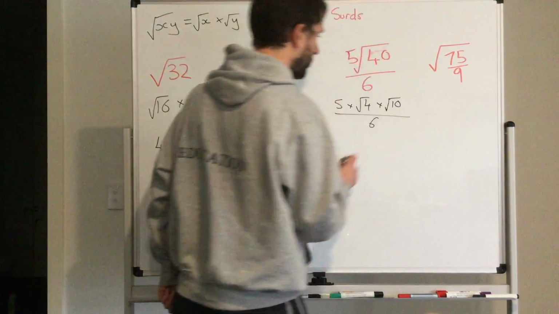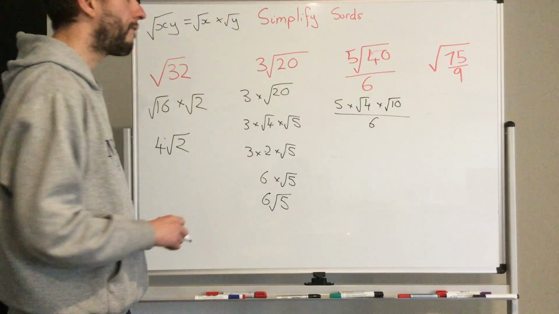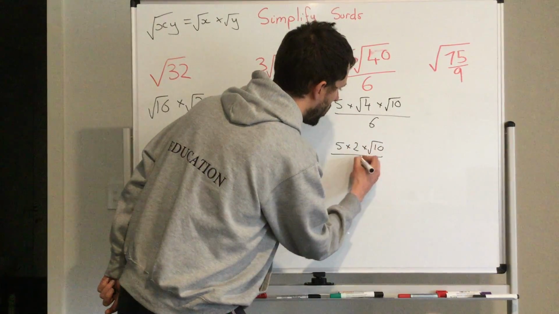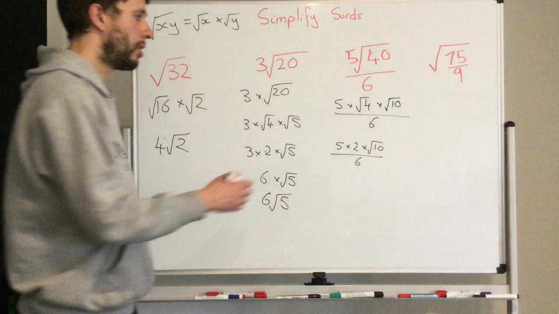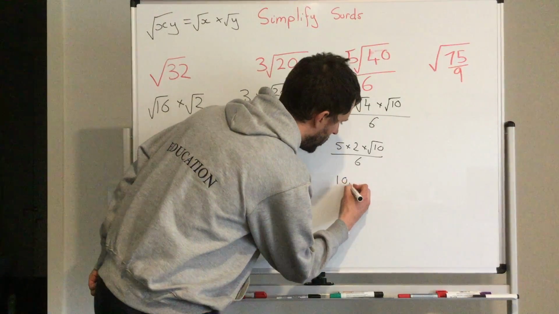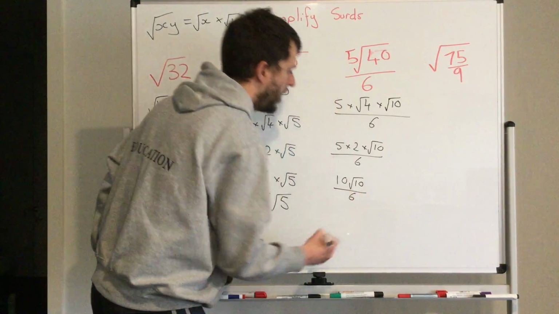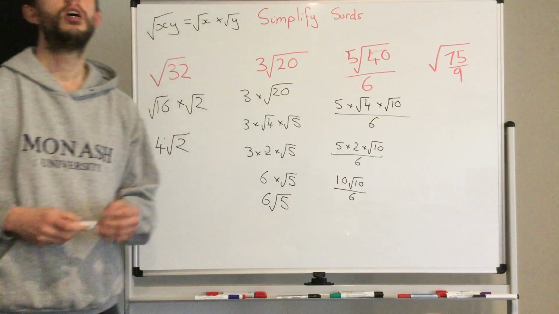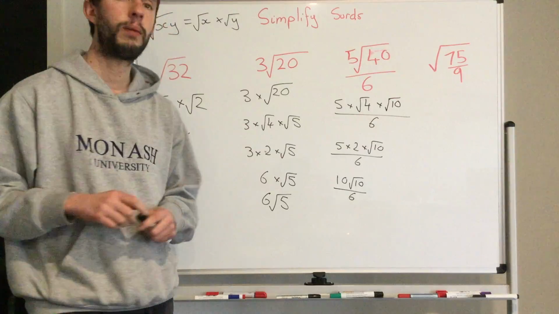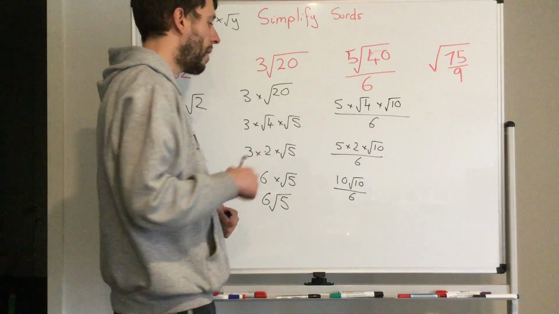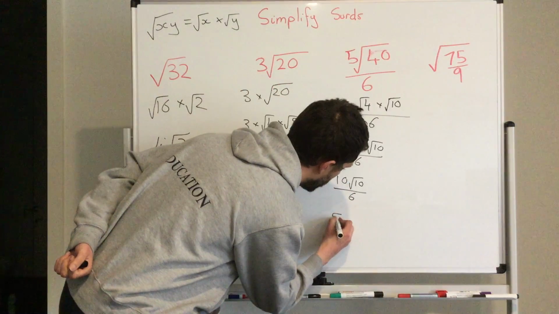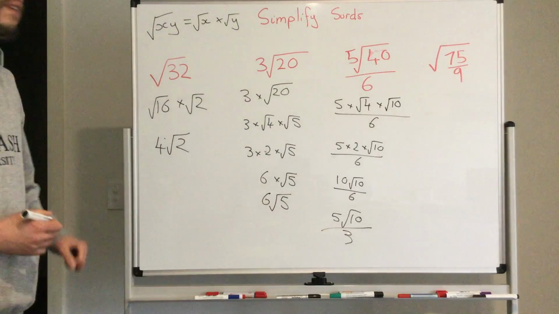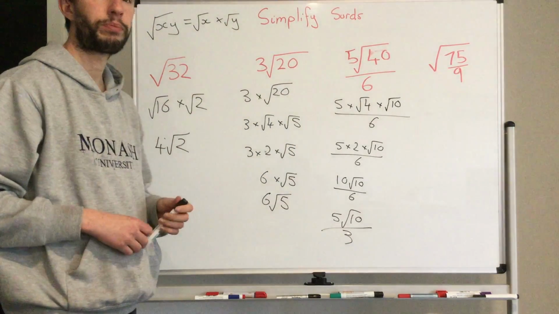Over 6. I can simplify it. The square root of 4 is 2. So 5 times 2 times the square root of 10 over 6. 2 times 5 equals 10. 10 square root of 10 over 6. And now we can simplify the top and the bottom by looking at our common factor. The highest common factor between 10 and 6 is 2. So how many 2's in 10? 5. How many 2's in 6? 3. We end up with 5 square root of 10 divided by 3.